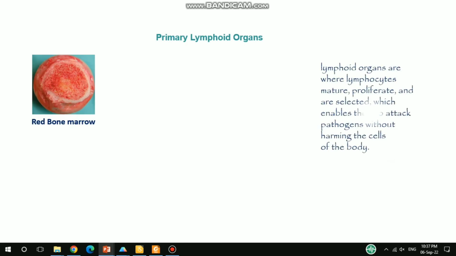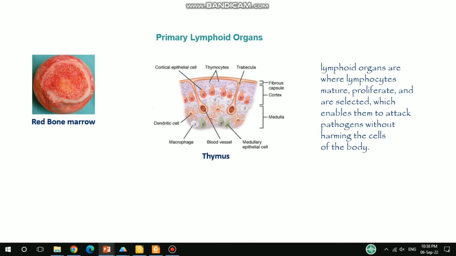So next are the primary lymphoid organs. The primary lymphoid organs are the organs where lymphocytes mature, proliferate and are selected, which enables them to attack pathogens without harming the cells of the body. The red bone marrow is a primary lymphoid organ where all of the hematopoietic cells are produced, and also the B cells mature here. And next is the thymus. The thymus is also a primary lymphoid organ.